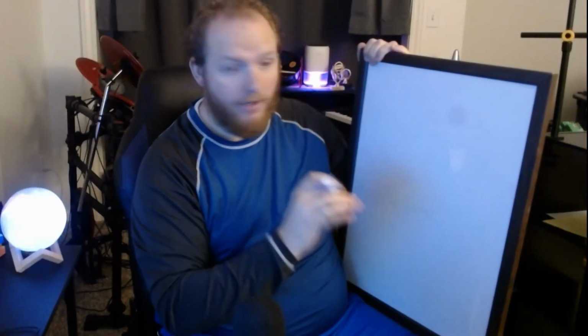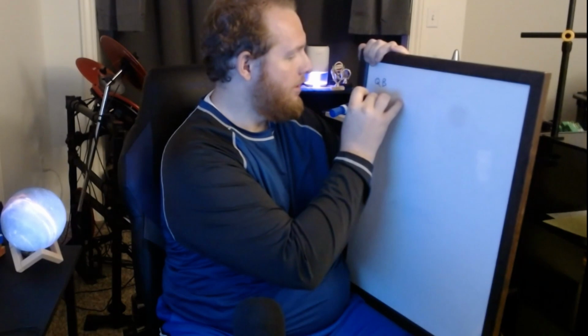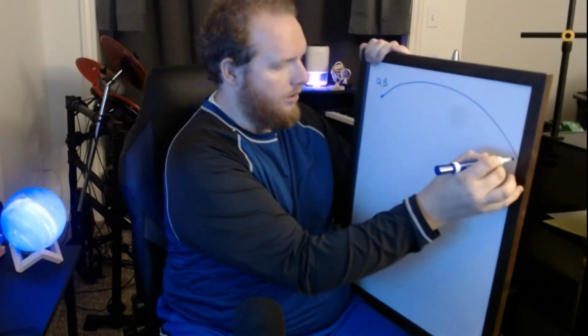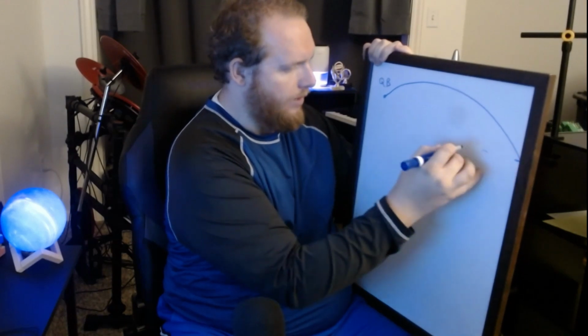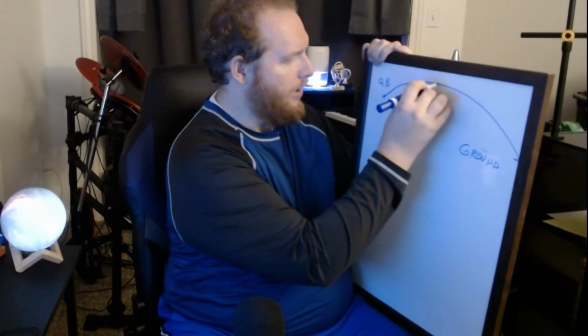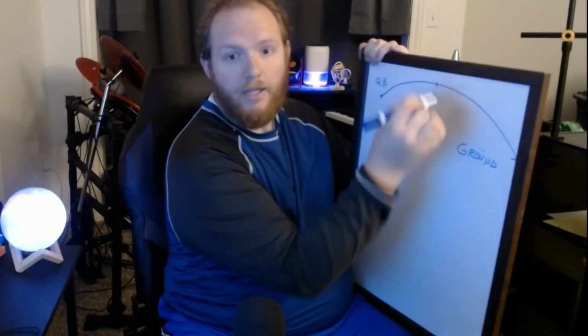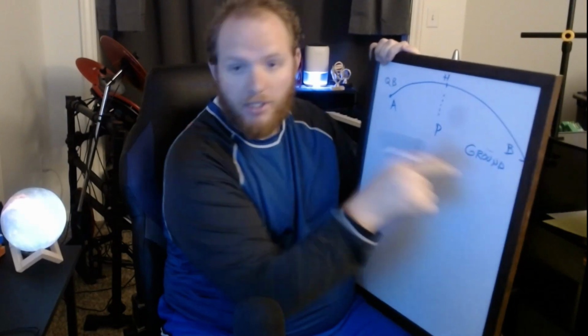So let's imagine a scenario of a quarterback who throws a pass. So we have the QB throws the ball here, and we're going to assume it takes a parabolic arc to the ground over here. So at some point, P, it reaches a max height H from its starting point A until it lands at B.